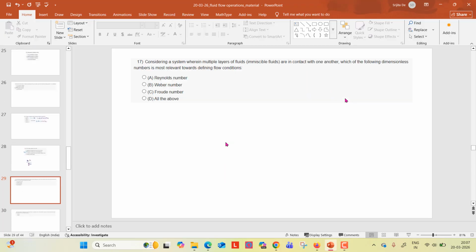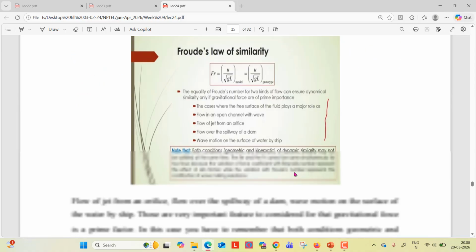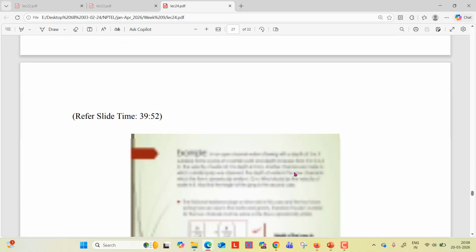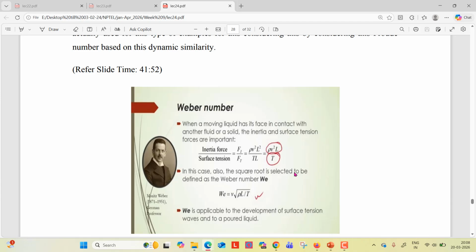Next, considering a system wherein multiple layers of fluids, immiscible fluids, are in contact with one another, which of the following dimensionless numbers is most relevant towards defining the flow condition? For immiscible layers, it will be the Weber number. Why? Because the Weber number is a ratio of inertial force to surface tension force.